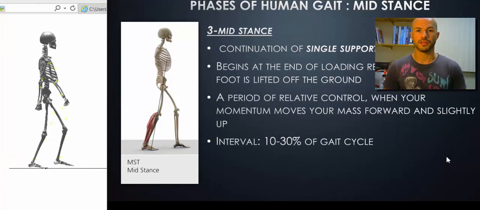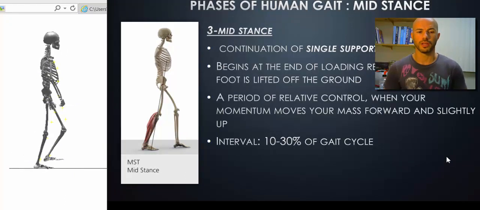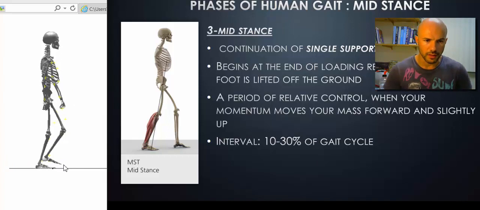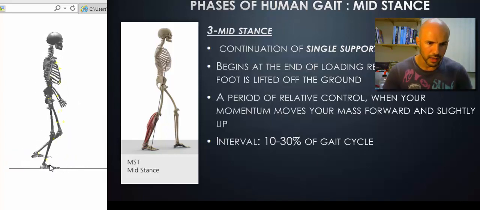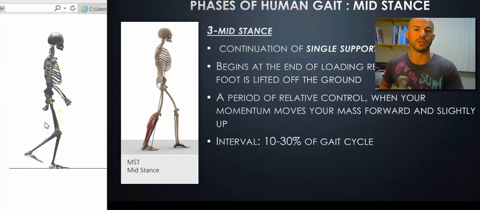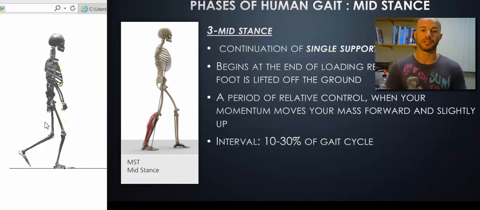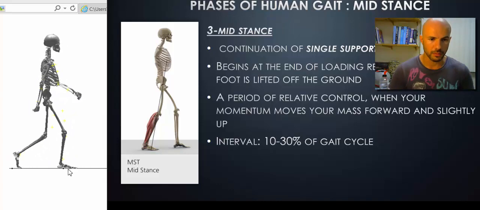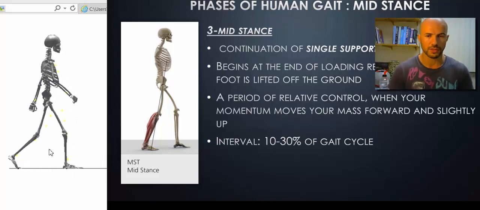The next phase is called the mid stance, and it's the longest phase of the walking gait. It starts when the loading response finishes here, and then that whole period where the weight of the body is carried on just one limb only is called the mid stance. Let's check one more time. Loading response, mid stance, and then it finishes.